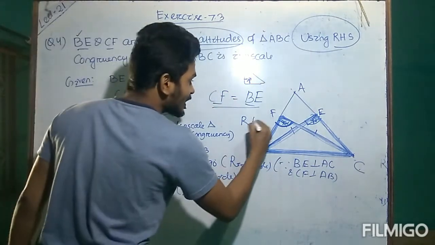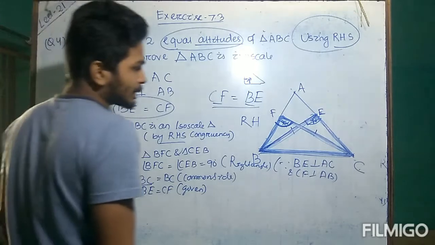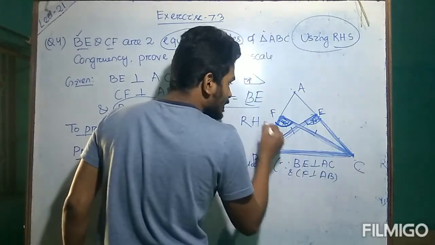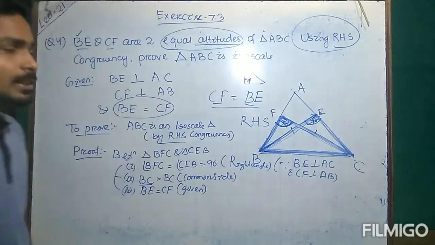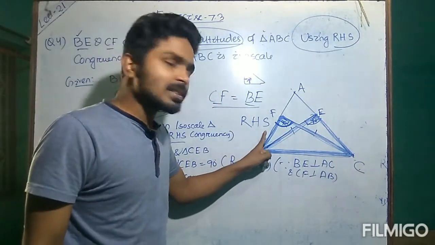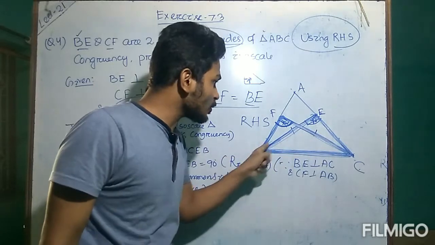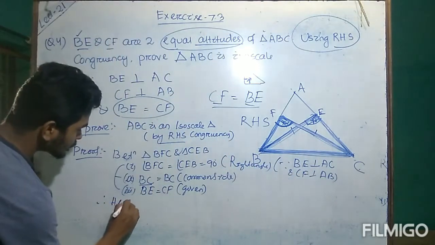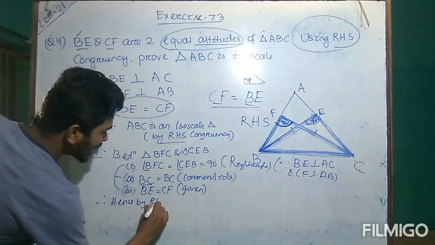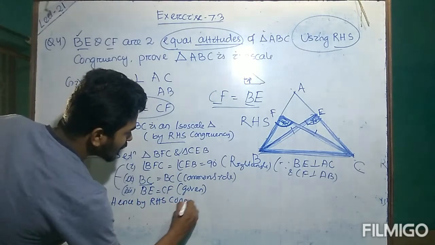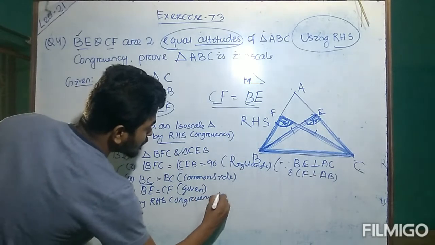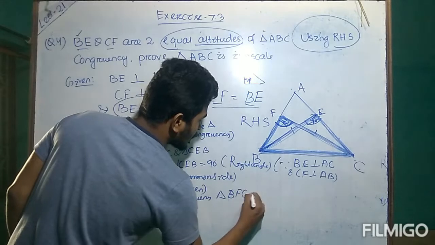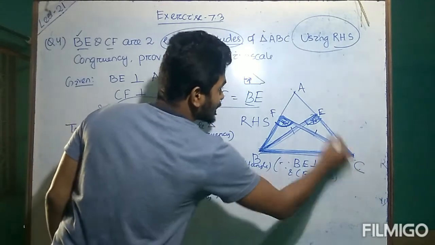So the second thing is H. Next, for the triangle BFC, we have taken this side FC. So FC stands for side. So by RHS congruency, we can write that this triangle is congruent to this triangle. Understood? Hence, by RHS congruency, triangle BFC is congruent to the triangle CEB.